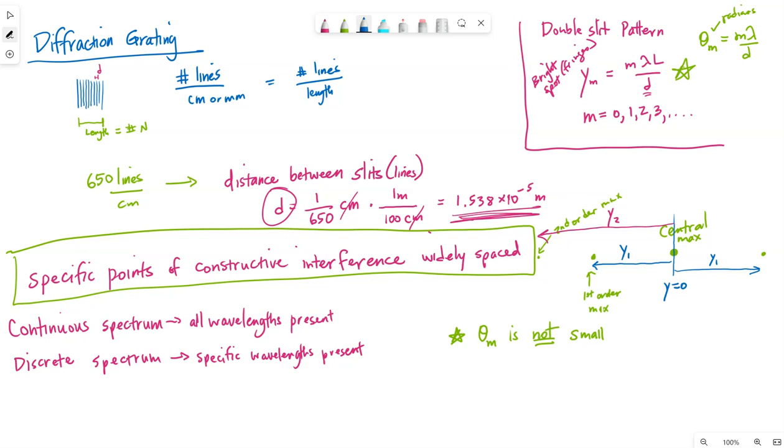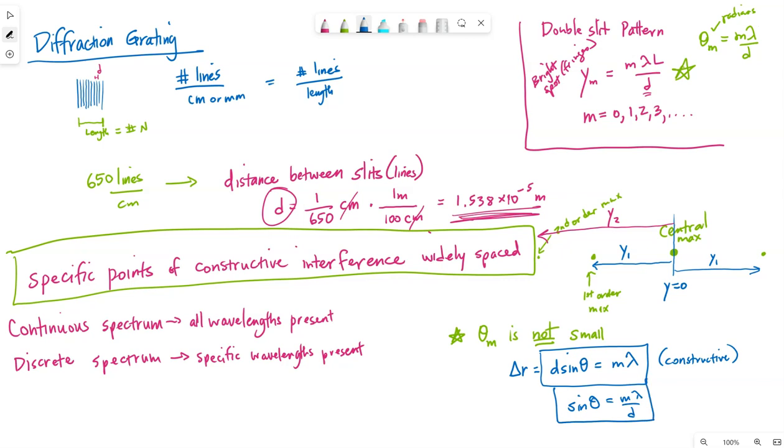So when we get to the point and say that delta r, the difference in distance that one wave travels compared to another, is d sine theta, it has to equal m lambda for constructive interference. All that means is we have to leave the equation this way. Or we can say sine of theta is m lambda over d. We cannot erase the sine. We have to leave it as sine of theta.